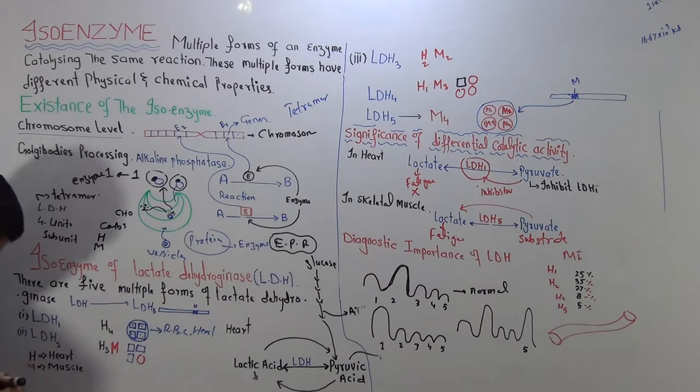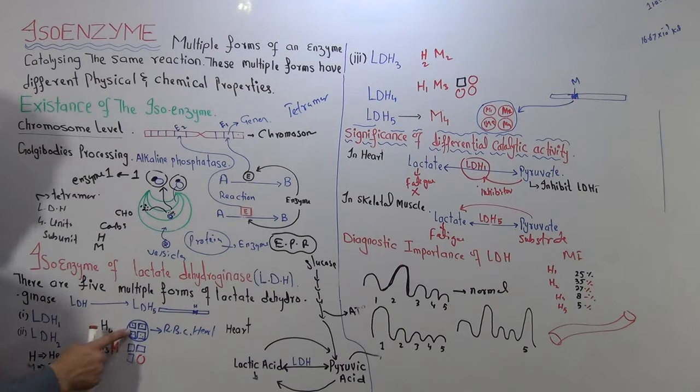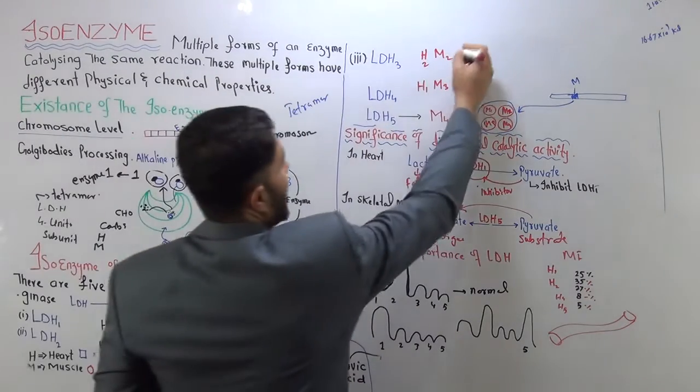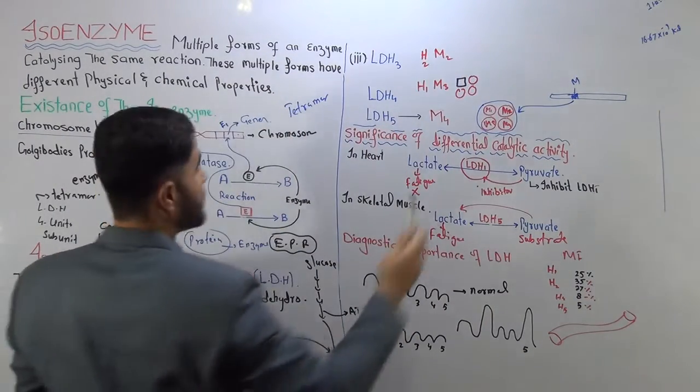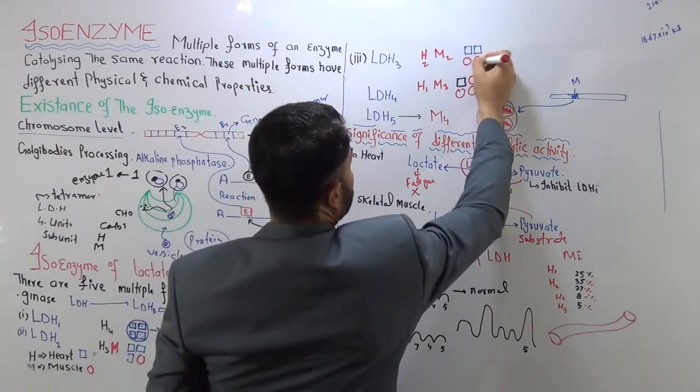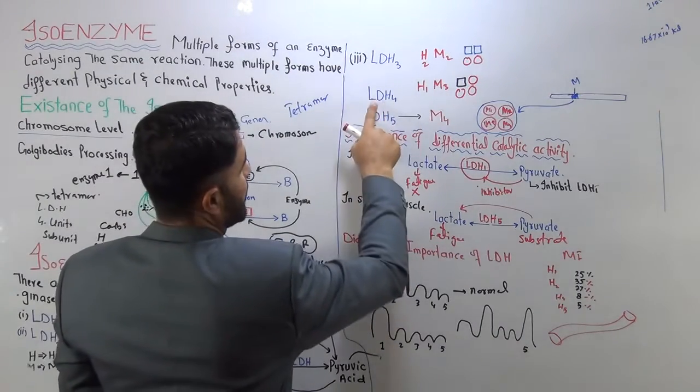So H can be written as blue square boxes, for heart, and M, for muscle, as red circles. So here you can see this is LDH1 and this is LDH2, which we can write H3M. And now LDH3 can be mentioned as H2M2. What does H2M2 mean? It means there are 2 H units, 2 blue squares, and 2 red circles. This is H2M2.